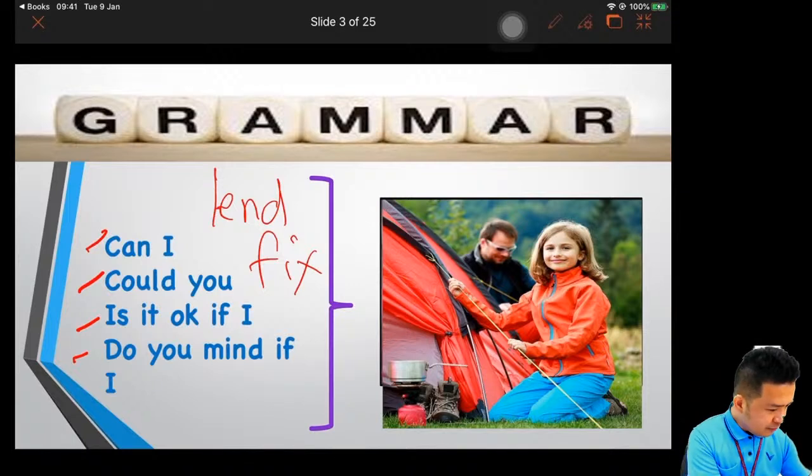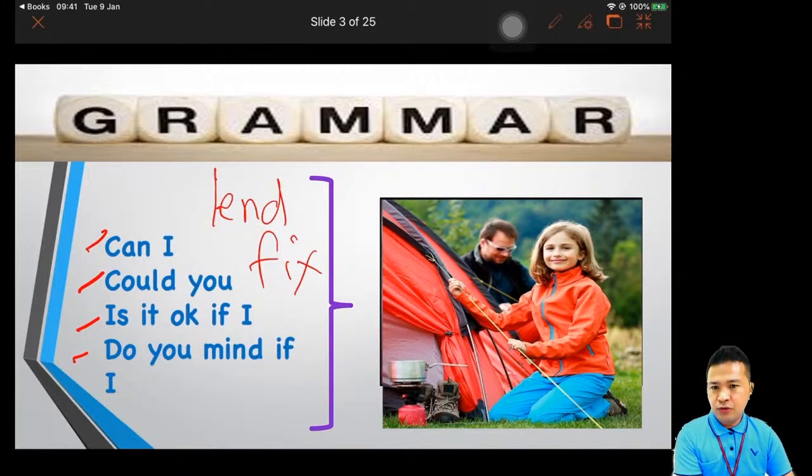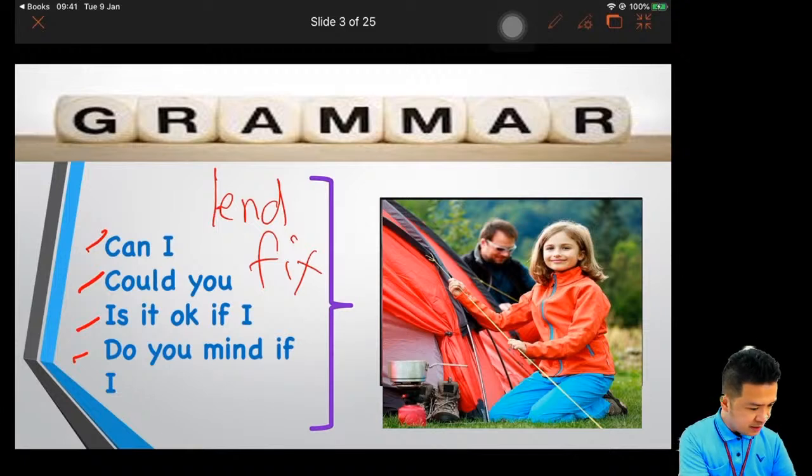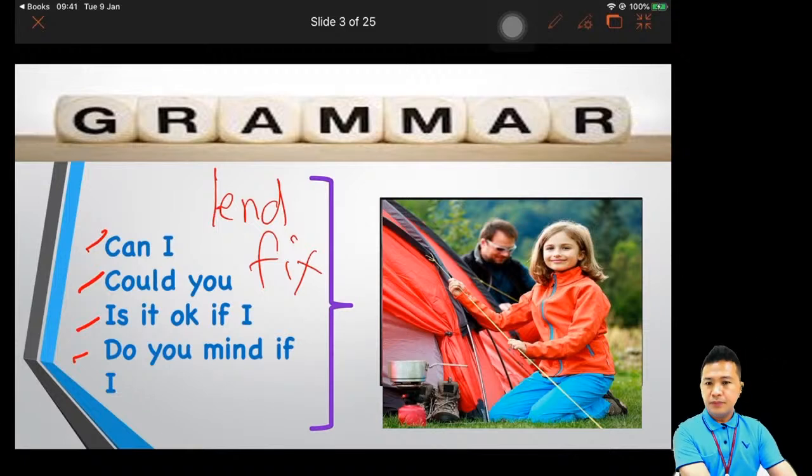Number 18 from room 8. Just arrange your sentence. Lastly, could you help me fix tent? Please check your spelling. Fix. Okay, number 28 from room 6. It is okay. Is it okay if I fix a tent? If I fix your tent instead of I use your. Okay, so that is from room 6, number 8. Could you lend me your tent, please? Very good. Room 7, number 4. Could you lend me your tent, please?